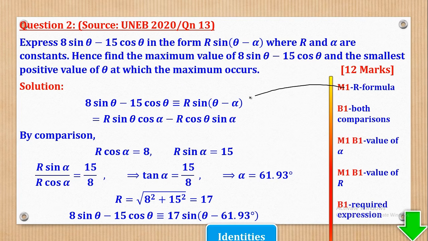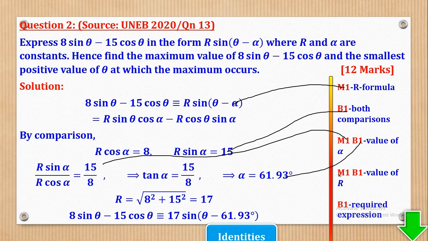So M1 for this, B1 for this, M1 for this, B1 for this, M1 for this, B1 for this, and another B1 for that. So now we need the maximum value and the angle at which it occurs.